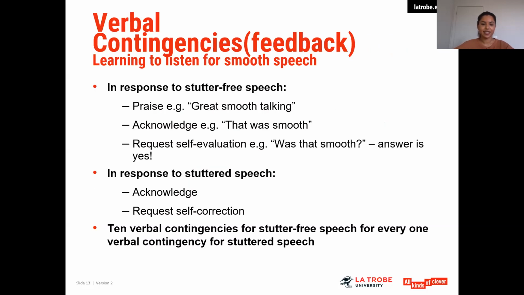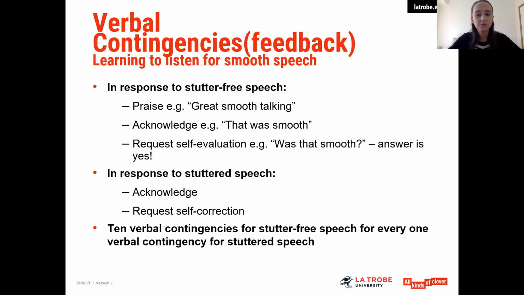Yeah, thanks, Honey. So now I'm just going to chat about the verbal contingencies. So as we mentioned, verbal contingencies are the feedback you use to reward your child for using stutter-free speech, or occasionally to indicate stuttered speech as well. So there are three types of verbal contingencies for stutter-free speech. The first is praise. So for example, you might say, wow, that was so smooth, or great smooth talking. Acknowledgement, which is very matter of fact. For example, that was smooth.